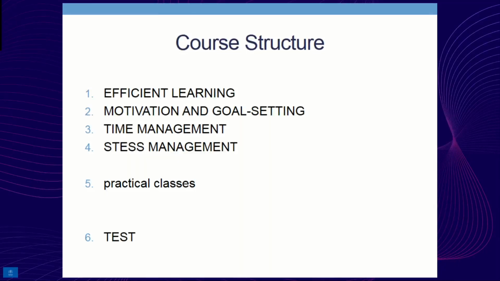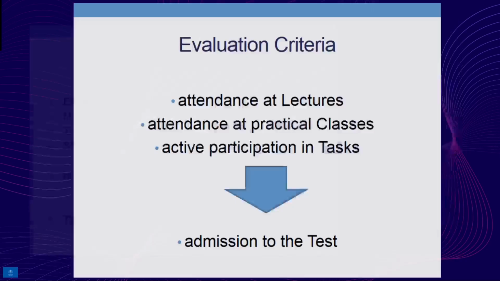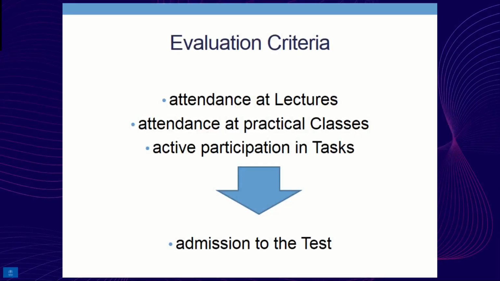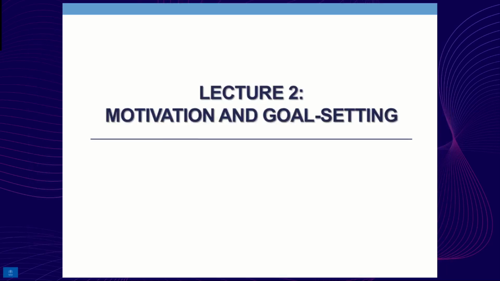Our course structure is the following: 4 lectures and practical classes. At the end, the test is waiting for you. The evaluation criteria are very easy: attendance at lectures, attendance at practical classes, active participation, and admission to the test. And today, the second lecture: motivation and goal setting.